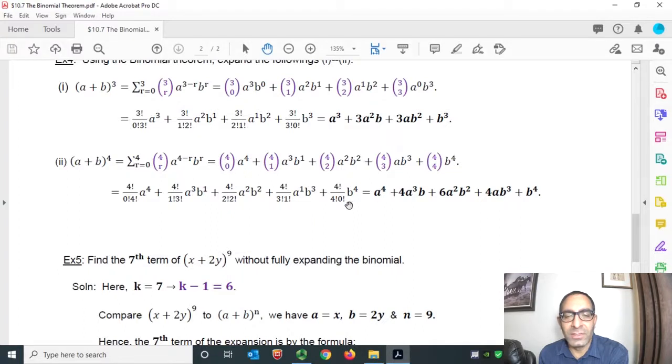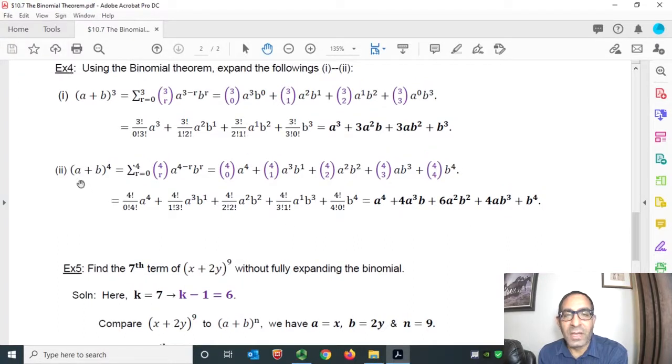Similarly, the last term is b raised to the power 4, since 4 factorial cancels and 0 factorial is 1. Great. So we have the solution here now. We have the expansion of a plus b raised to the power 4 equals a to the 4th plus 4a cubed b plus 6a squared b squared plus 4ab cubed plus b raised to the power 4. Great. I hope this expansion makes sense to you all.